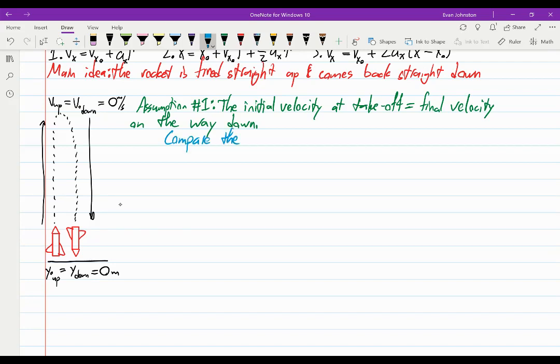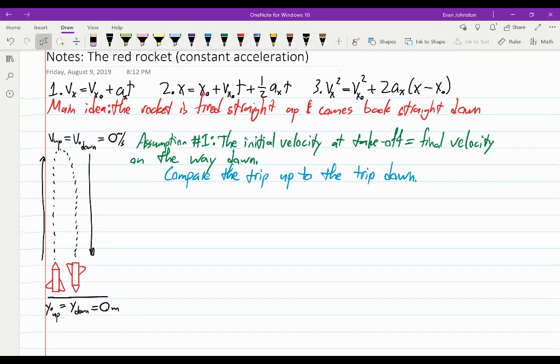the trip up to the trip down. Okay, and so what I want to do is use equation 3 here, actually. All right, so we'll do a little division line here. We'll look at the trip up on one spot. We'll look at the trip down on another spot, okay?